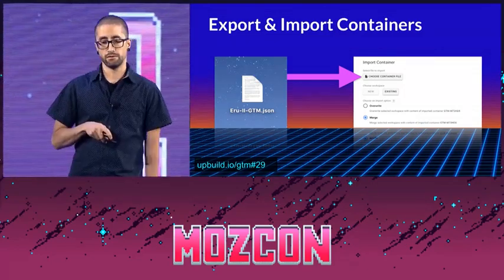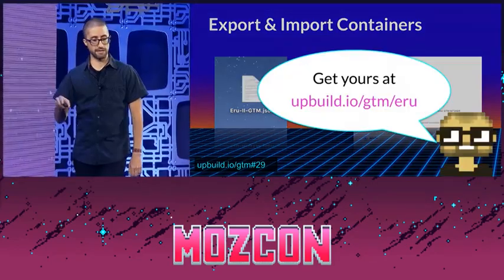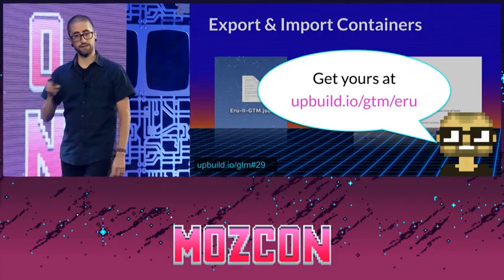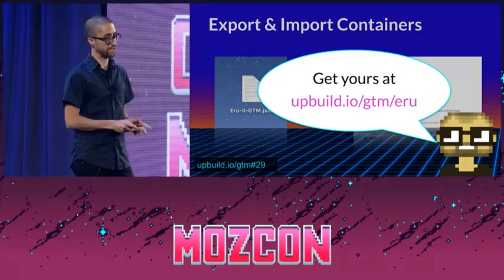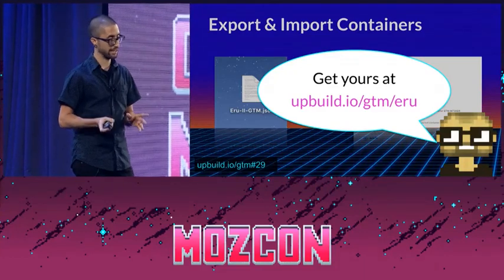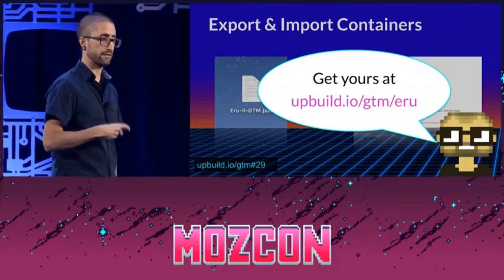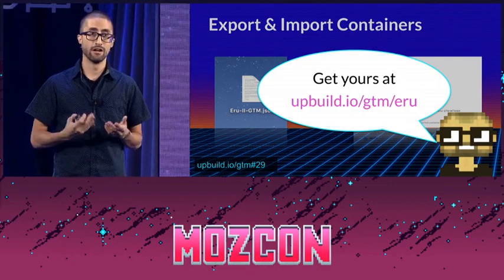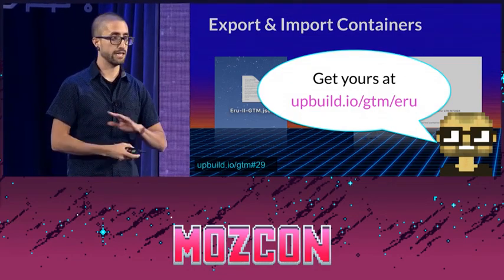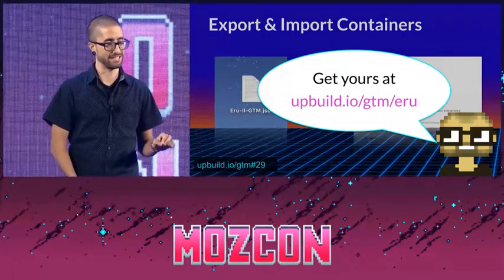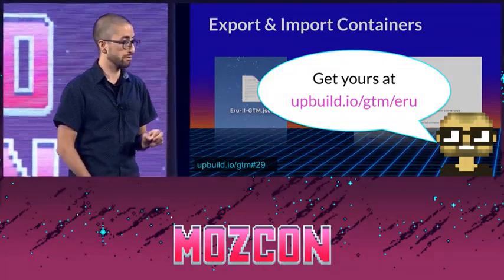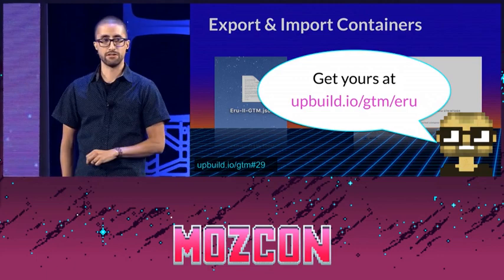So what I want to do for MozCon is make Upbuild's standard Google Tag Manager base container available to everyone here. So this contains all of the tags that we just talked about right now, plus some other stuff that we use on a daily basis. We use this to basically pre-populate all of the client work that we do. So I'm making it available to everyone. It's a new version that actually people on my team haven't even had a chance to play with yet. It's called Eru 2. So check it out. Go to that link and you can get your copy.